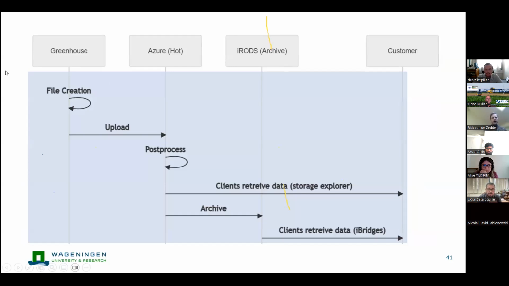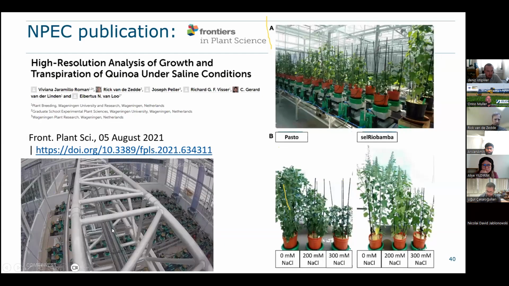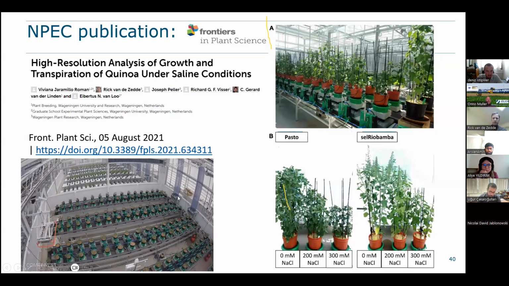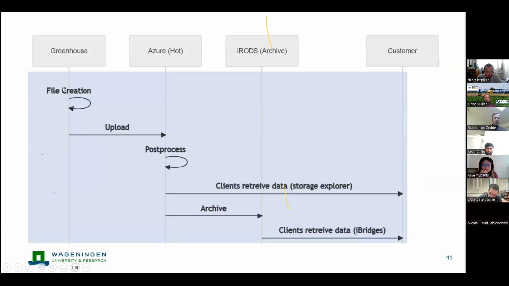So we capture data. If you look at this scanner, it is taking these pictures of the individual pots one by one. These pictures are generated by a camera in the greenhouse on a local PC. This PC is standing in the greenhouse, so we would like to get the data away from there as quickly as possible before the hard drive fills up. So we are uploading it to, in our case, Azure. We do a bit of processing in Azure using Python.